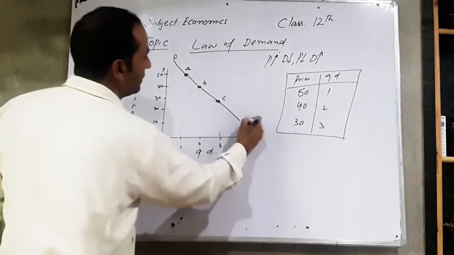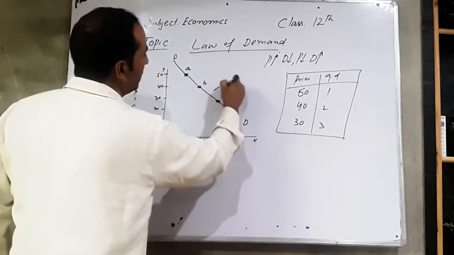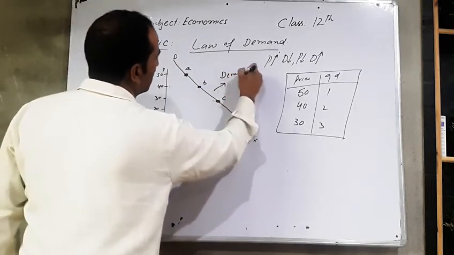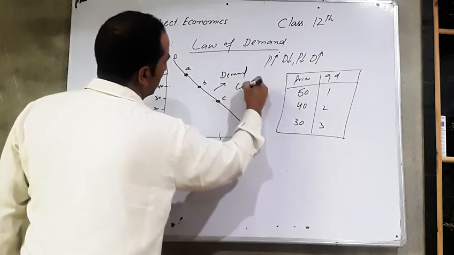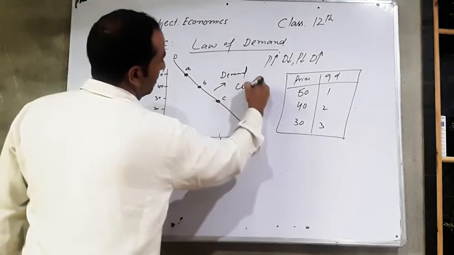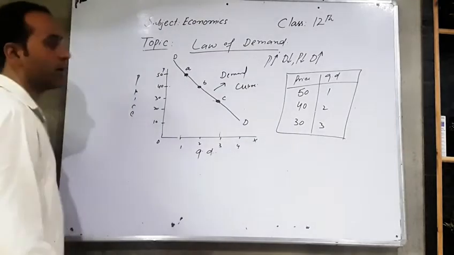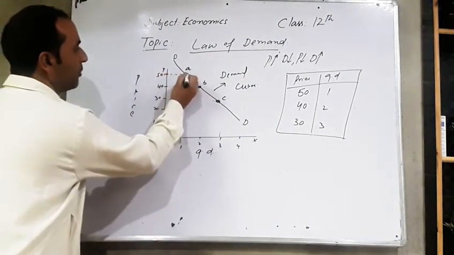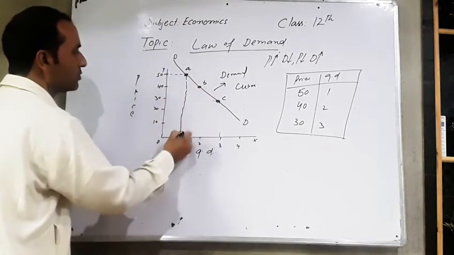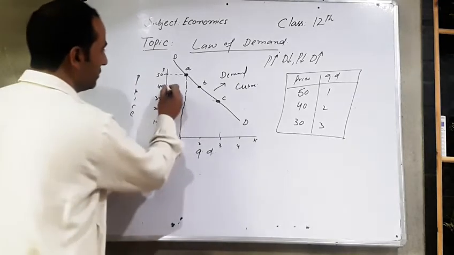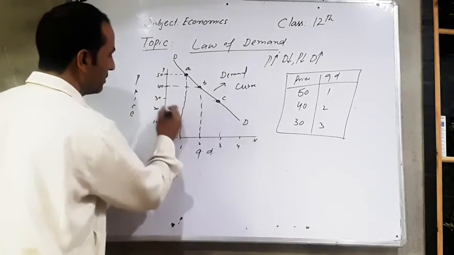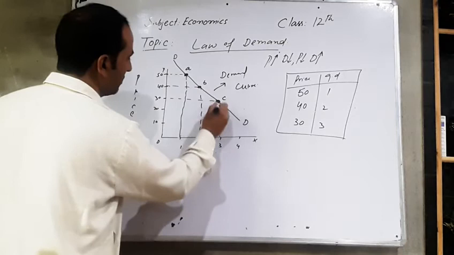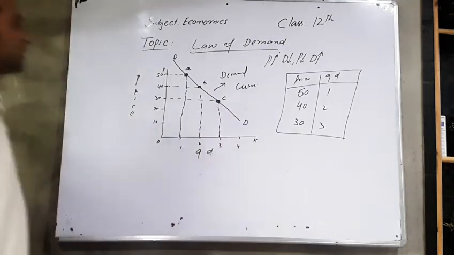We will name this as D dash. So D dash is called a demand curve. So this is the demand curve. If you make the points visible, you can also do this if you want. So this is the demand curve.